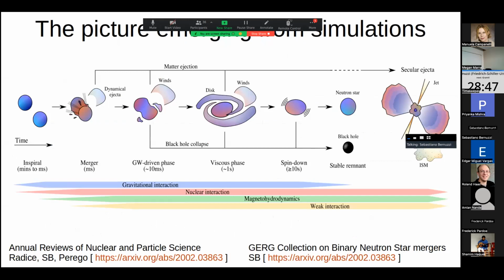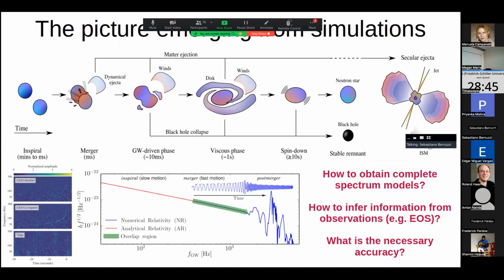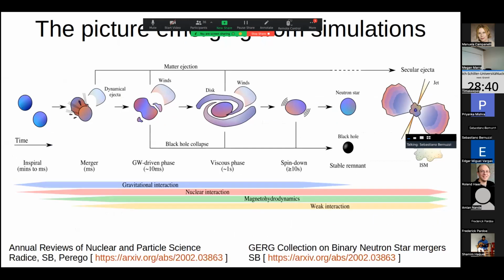Another picture that I might be able to skip is this. I think this is what we think nowadays is the big picture of the merger process for two neutron stars.